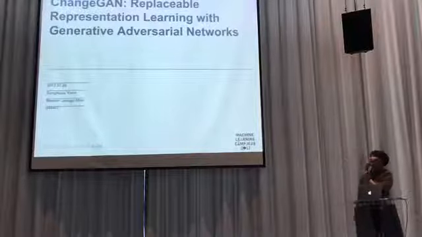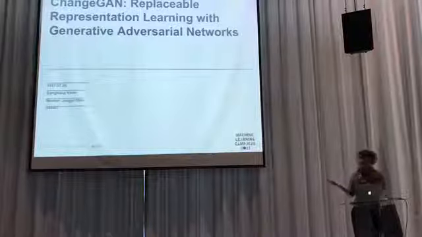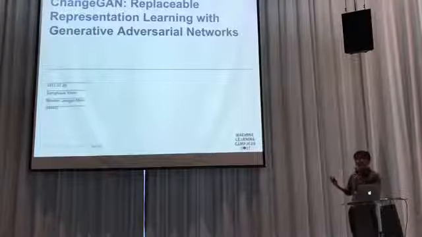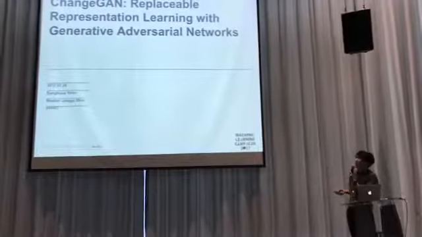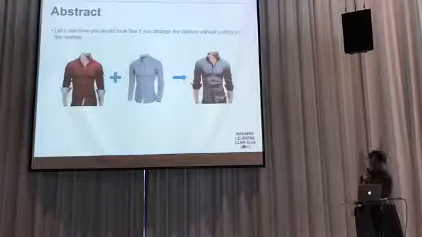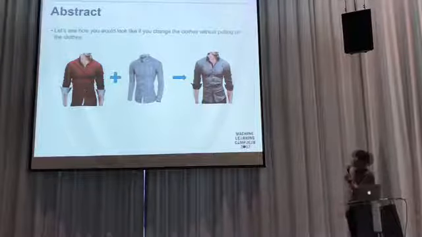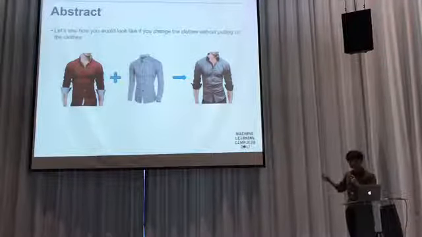This is my title, but Sun gave some feedback that it's quite difficult to figure out what it is. So I changed the title to Changing Clothes with GAN. Wow, so it's quite intuitive. My abstract is changing clothes with images.